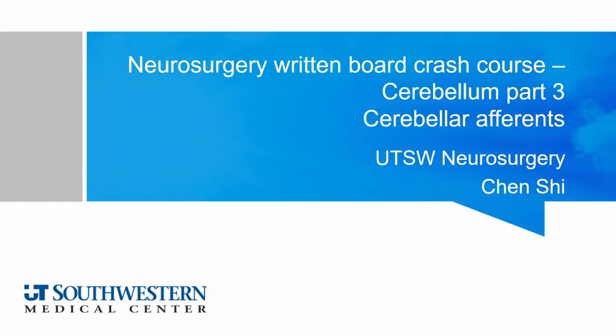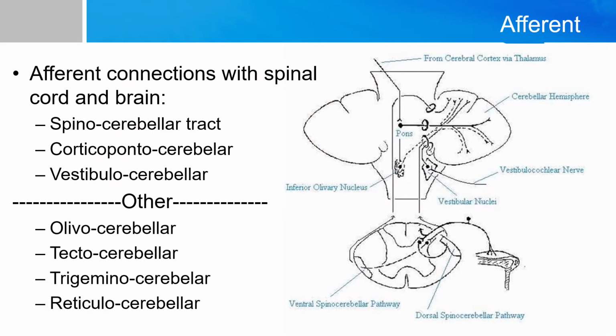My name is Chen, and in this video we'll be talking about the cerebellar afferents. Here we've listed the afferent tracts to the cerebellum. The first three listed here are the major tracts that we talked about in the previous videos. These are the direct afferents from the spinal cord, the cerebral cortex, and the vestibular centers.